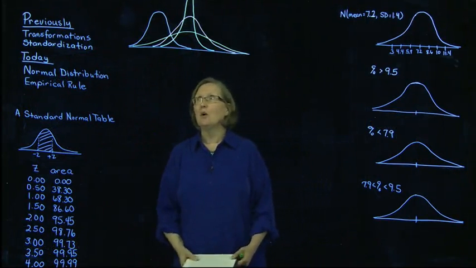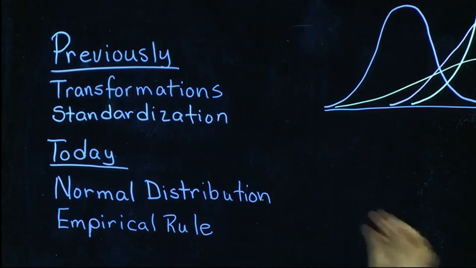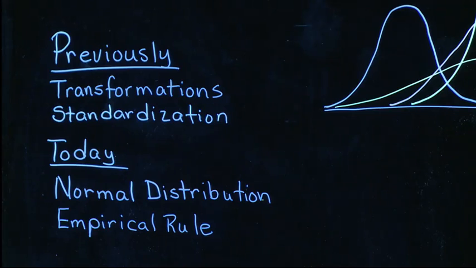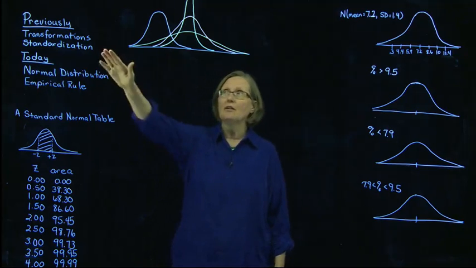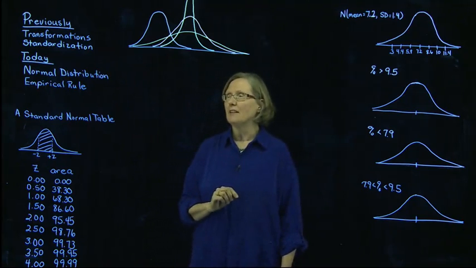In our last video, we talked about transforming variables with specific focus on standardization. Remember, standardization takes a variable, subtracts the mean, and divides by the standard deviation so that the new variable has a mean of 0 and a standard deviation of 1. Standardization is going to play a big role in this video, so don't forget.